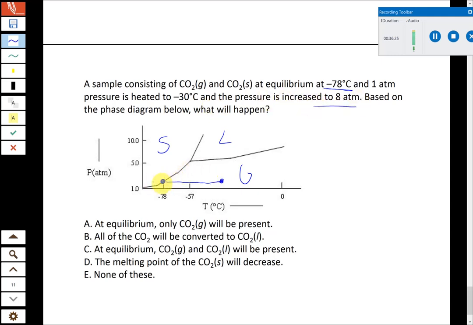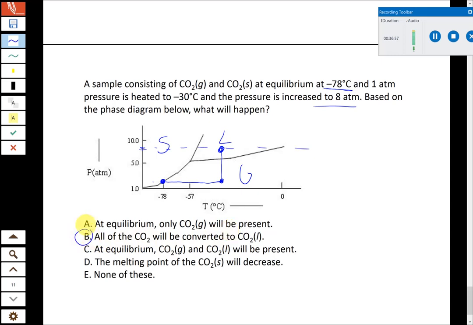So first, when we increase the temperature, we're going to go completely to gas phase. But then if we increase to 8 atmospheres, which is about here in the y direction, we're back in the liquid part of the diagram. So this process of taking the mixture of solid and gas, raising the temperature, and then raising the pressure, we're going to end up with just pure liquid CO2. So the correct answer would be choice B. All of the CO2 will be converted to CO2 liquid.